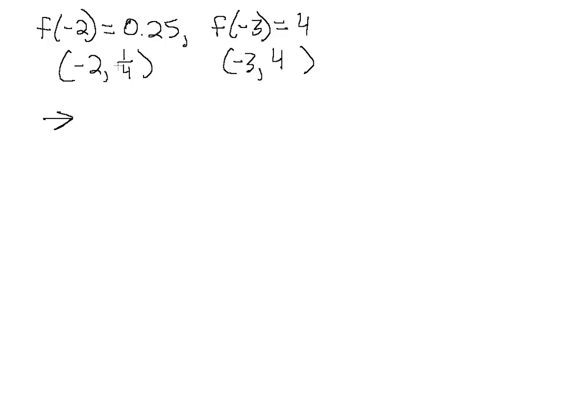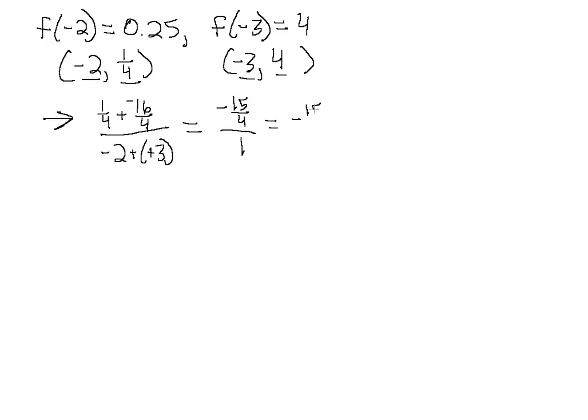Alright, so we have 2 points. Let's go ahead and find the slope of our line. So we have 1 over 4 minus 4. We can go ahead and write that as 16 over 4, just so we can subtract in the next step. 16 over 4 is the fraction form of 4. In the denominator, we have minus 2 minus a negative 3. Okay, we can add a negative here. We can cancel these 2 negative signs just to clarify things a little bit. So in the numerator, we have a minus 15 over 4 divided by 1, or simply minus 15 over 4. So we have the slope of our function.